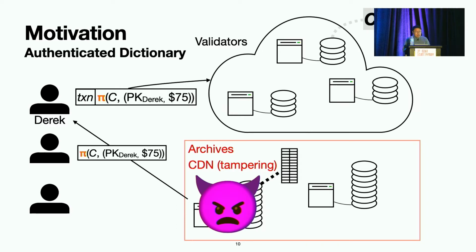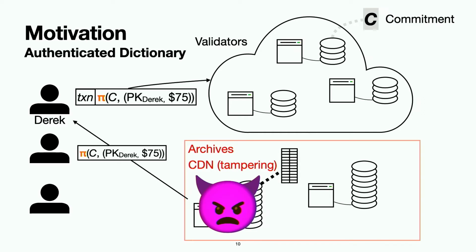In this design, we'll have the validators store a small commitment called C that corresponds to the state of the mapping. And to prevent the archives from lying, the validators will require them to return a small proof pi, which can be verified against C and the balanced state. When a transaction is executed, the balanced state will change, so the validators will also need to update C.